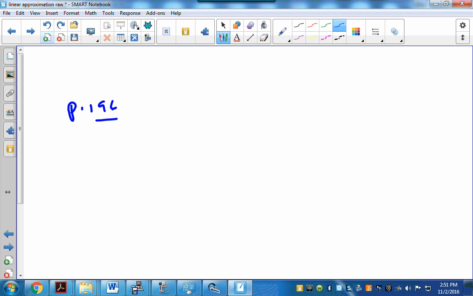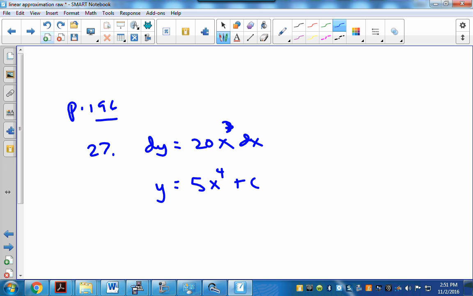27. It said dy was 20x cubed dx, and your task was to come up with y, right? And you should have gotten 5x to the fourth plus some constant. My suspicion is a number of you did it different ways. This is the right answer. Okay, 29. There was dy is sine of 4x dx.